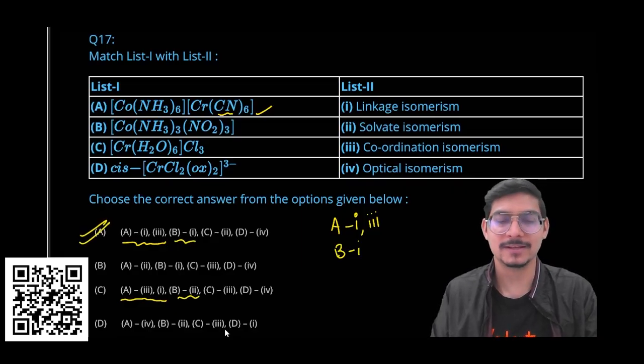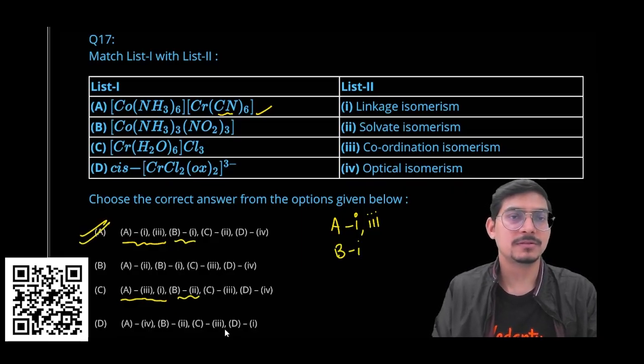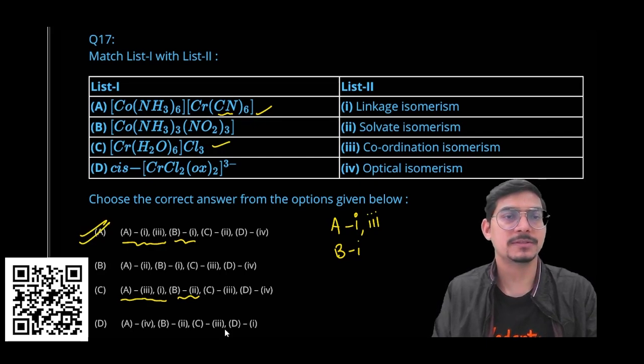That is option A as the correct answer. Let us see other complexes also. In the third case, we have CrH2O6Cl3, so we can exchange chloride ions with the water molecules in the coordination entity. And this complex shows solvate isomerism. So C matches with second, indeed correct.